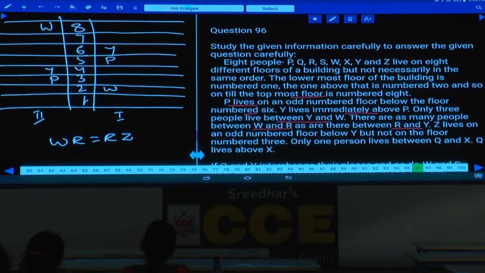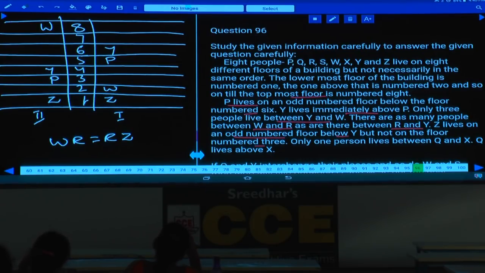Z lives on an odd number floor below Y, but not on floor number 3. Z is an odd number floor below Y. That means either it could be 5, 3 or 1, but not on floor number 3. Hence Z must be on the 1st floor. And here also Z must be on the 1st floor.